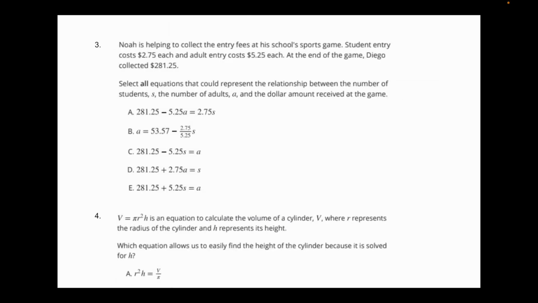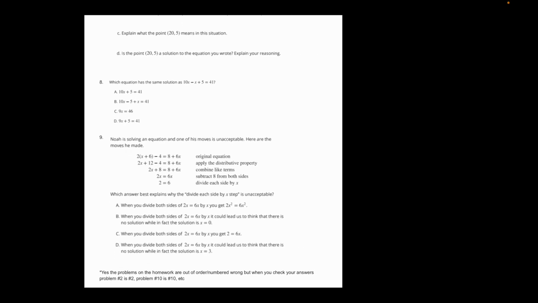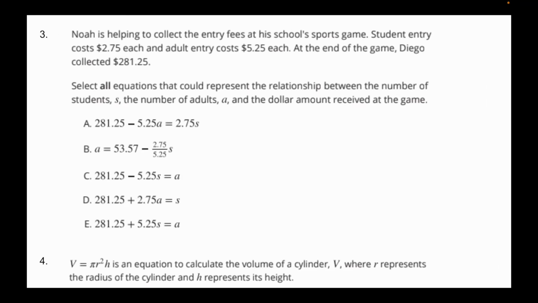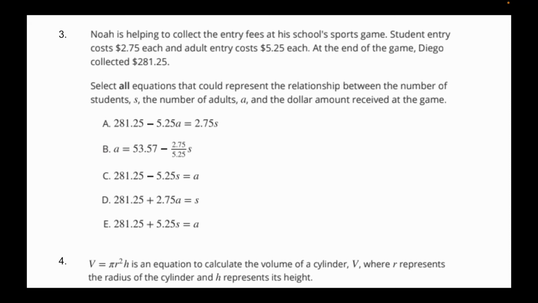So that's going to bring us to the back side of our homework, or the next side of our homework. I think we actually have 3 pages here. Yeah, 3 pages here, out of order, but in the correct order on your homework solutions document if you're trying to check your answers. So question 3, Noah is helping to collect the entry fees at his school's sports game. So it doesn't tell us which one, but that's fine.